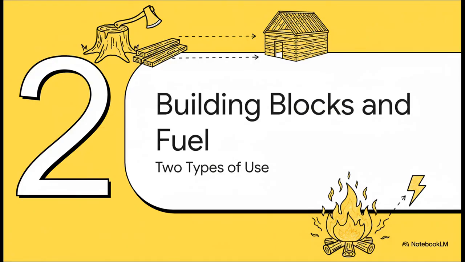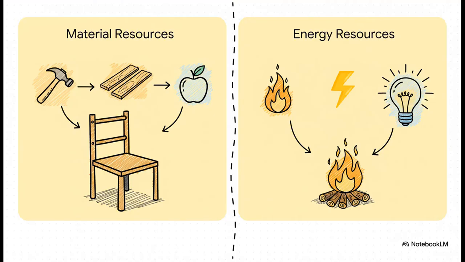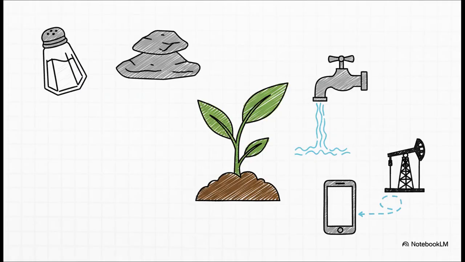Okay, so we've got a handle on what resources are. The next piece of our puzzle is how we use them. And it turns out there are two really different ways we do it. Yeah, it really just boils down to this simple question. Are we using it to make something, or are we using it to power something? So on one side, you've got your material resources, the stuff you use to build things or to eat. And on the other side, you've got energy resources, which we're using to generate heat or electricity or make things go.